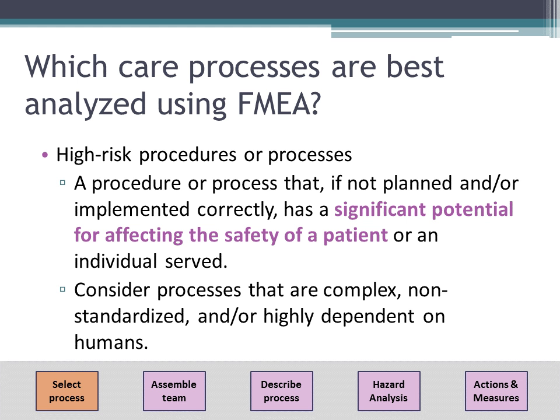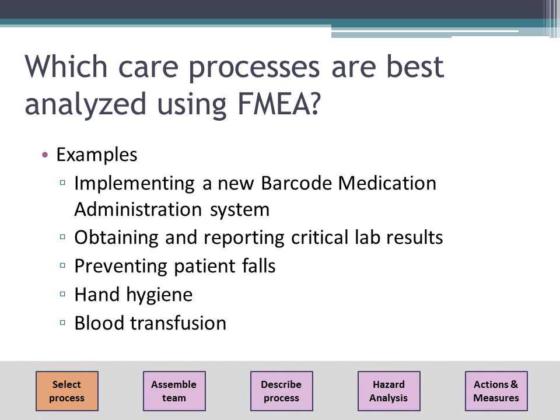Here are a couple of examples of processes and systems that you might consider analyzing with a failure mode and effects analysis. You see on this list examples of existing processes like getting critical lab results or giving blood transfusions. You also see an example of a new system to be implemented. That's the first bullet point in this list. Implementing a new barcode medication administration system.